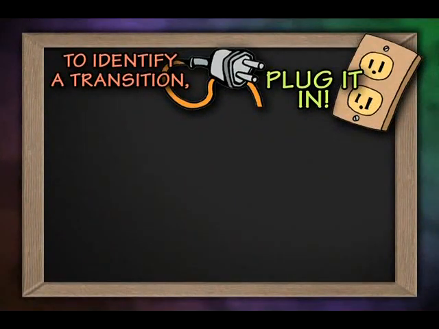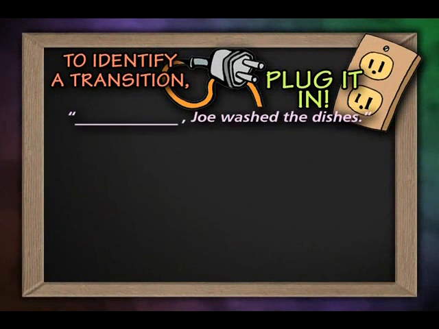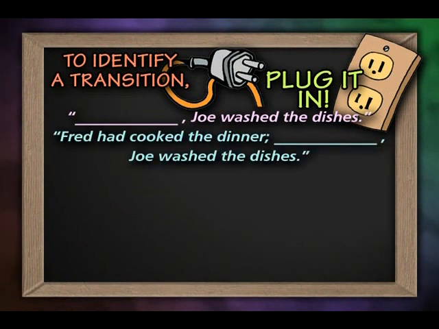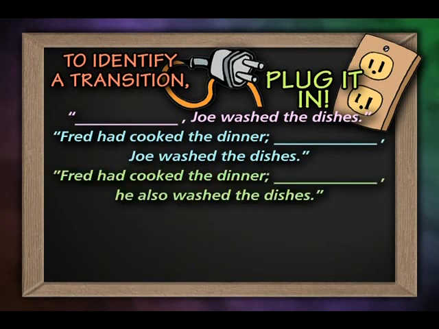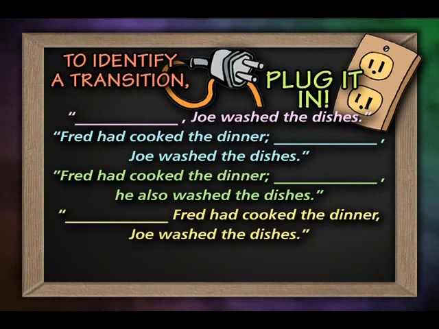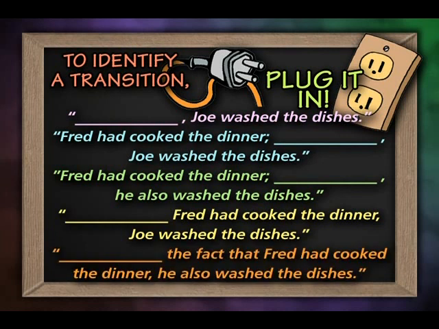Well, for example, blank, Joe washed the dishes. And you would take one of the words and you'd put it in the blank. Or, Fred had cooked the dinner, blank, Joe washed the dishes. And you'd put that word in that blank. Fred had cooked the dinner, blank, he also washed the dishes. Or, blank, Fred had cooked the dinner, Joe washed the dishes. Here's one more. Blank, the fact that Fred had cooked the dinner, he also washed the dishes. If the word makes sense in one of these sentences, it might make an effective transition.